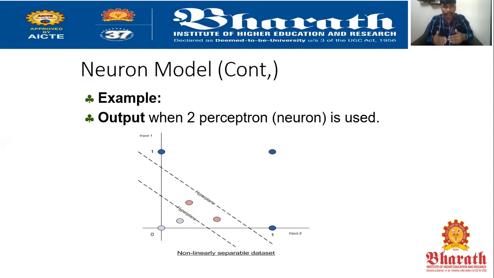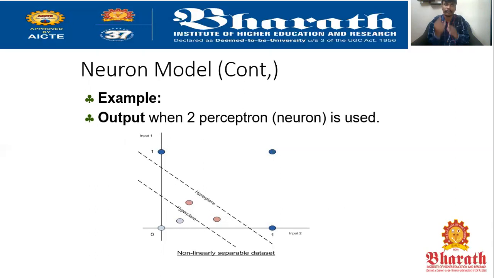Non-linear data set means a data set which lies between both input as well as output. In between input and output, a data set is aligned, and that is known as a non-linearly separable data set. When multiple neurons or multiple perceptrons are induced, it will have some non-linearly separable data set. So this is known as the neuron model.